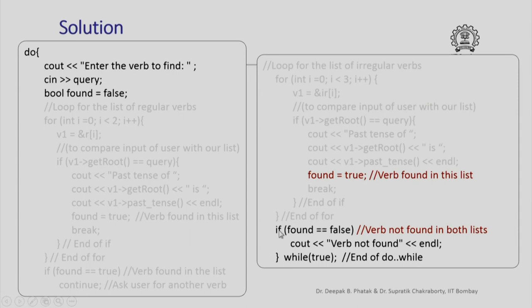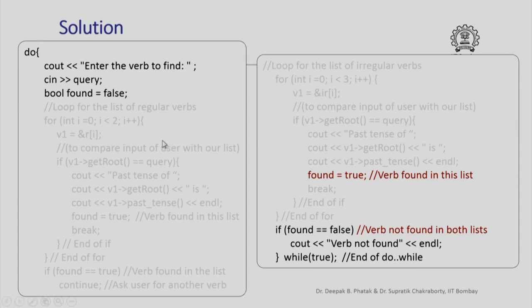Of course, if we have not found it either here or here in the list of regular or irregular verbs, then found is false because it was initialized to false over there. And then we can say verb not found, and we can go back and ask for the next verb. So, as you can see, this is truly an infinite loop where we keep asking for a verb, see whether it is in the list of regular verbs. If so, we print out its past tense by invoking the past tense method of the derived class regular, and if it is in the list of irregular verbs, we print out its past tense by invoking the method past tense in the derived class irregular.